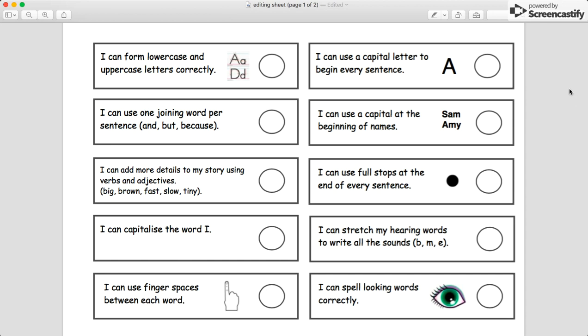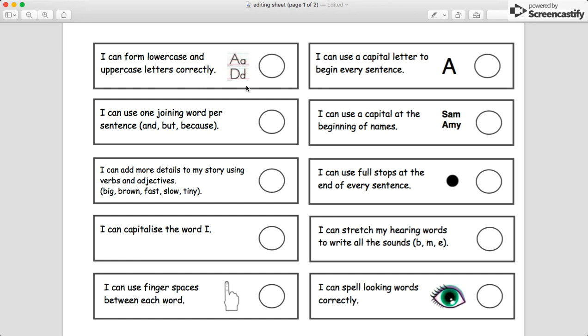We are learning to use a checklist to edit our writing. Here is a checklist that you can use for your own writing every day. When you've finished your writing and you're happy with it, you can grab your red pen and use these boxes to make some changes. The first one says, I can form lowercase and uppercase letters correctly.